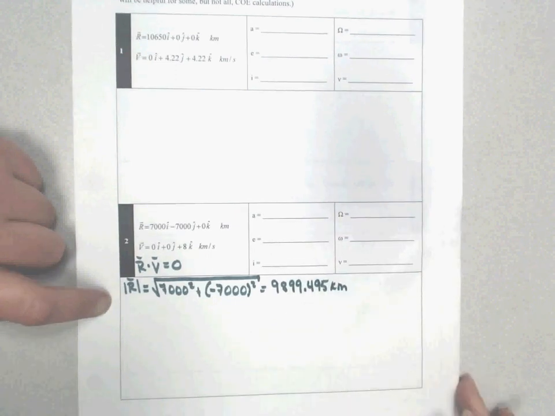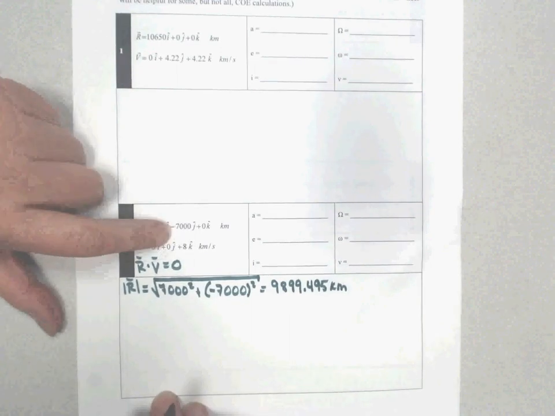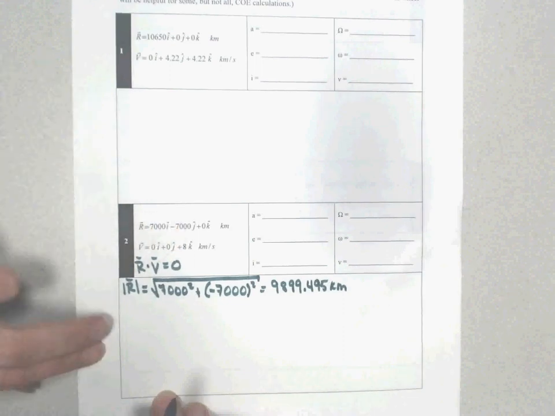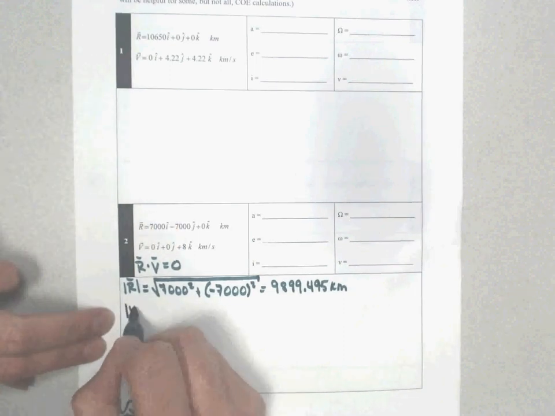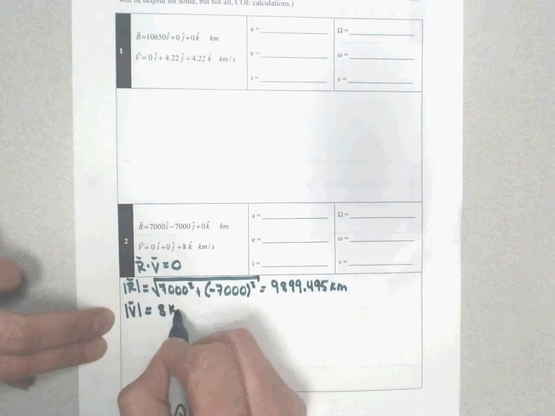Our V is a lot easier. There's only one component. The square root of 8 squared is 8. So right away we know that the magnitude of V is 8, and that's in kilometers per second.